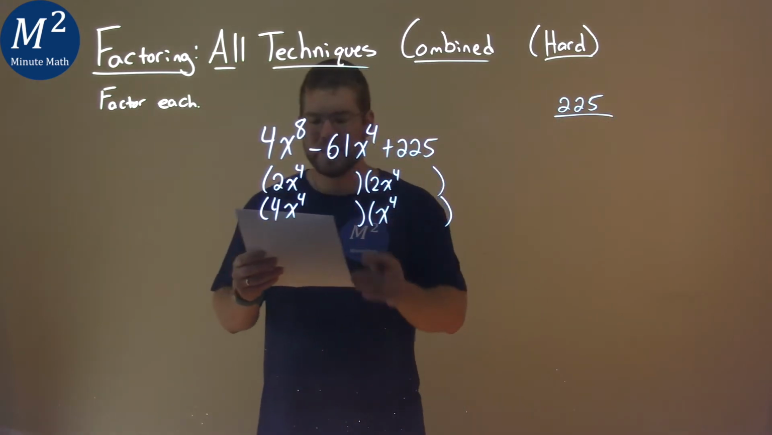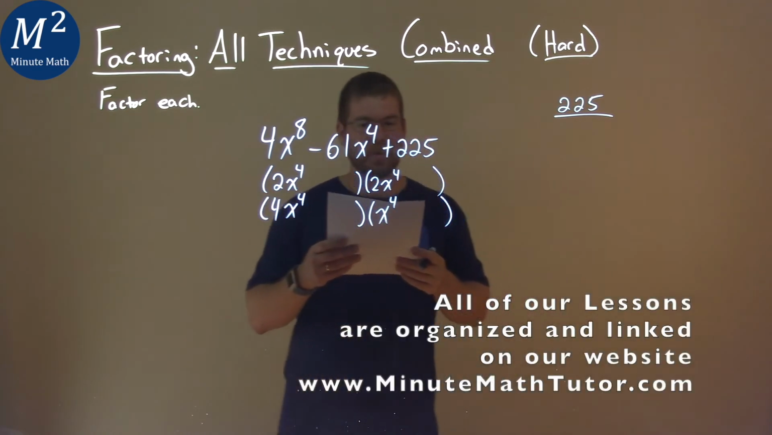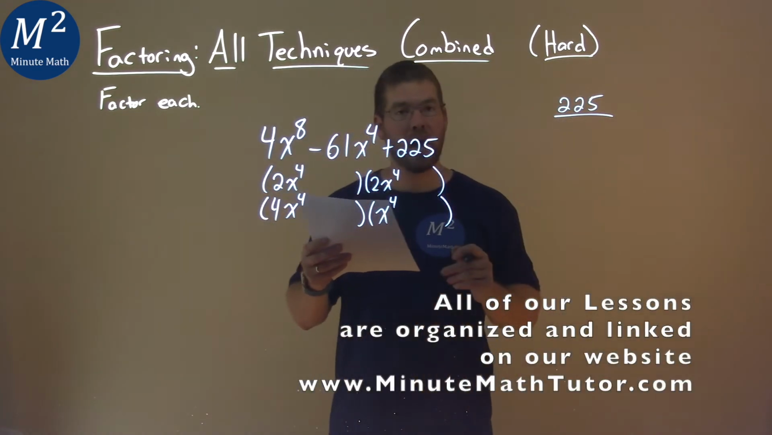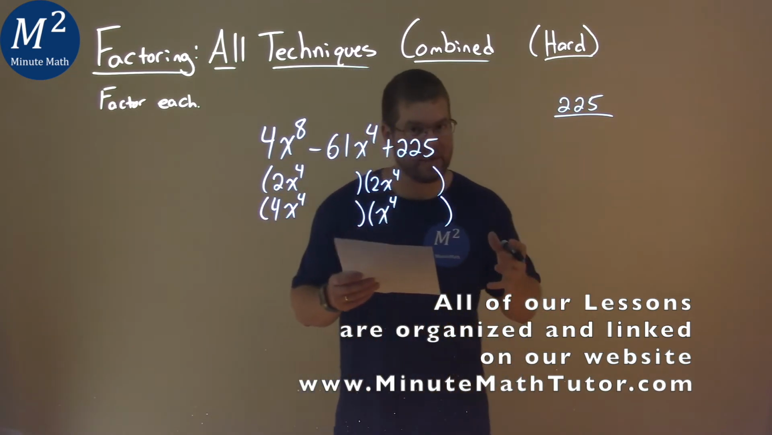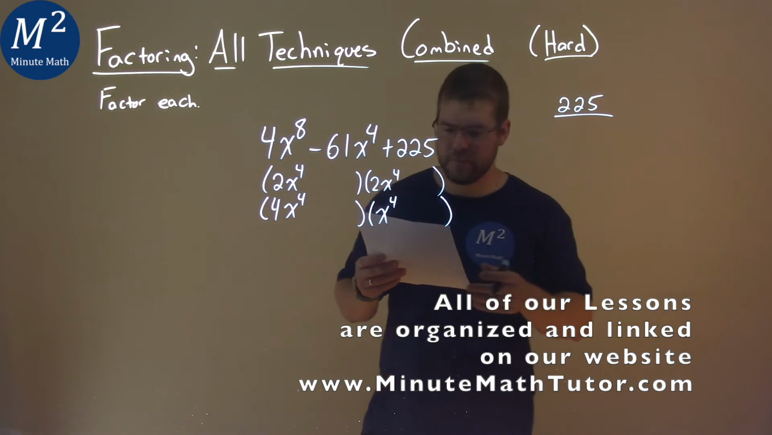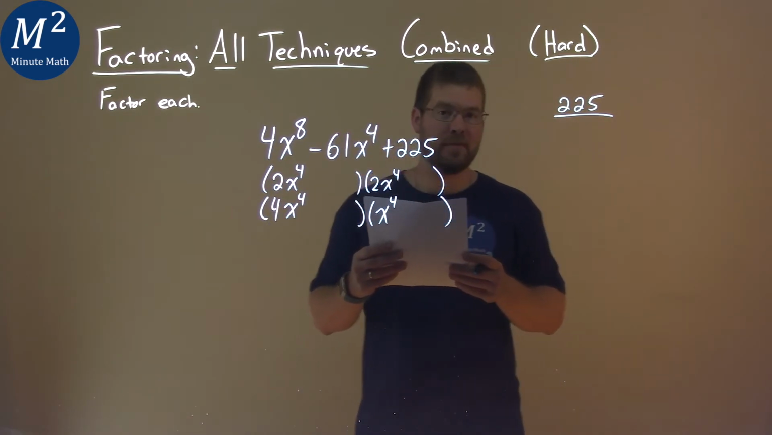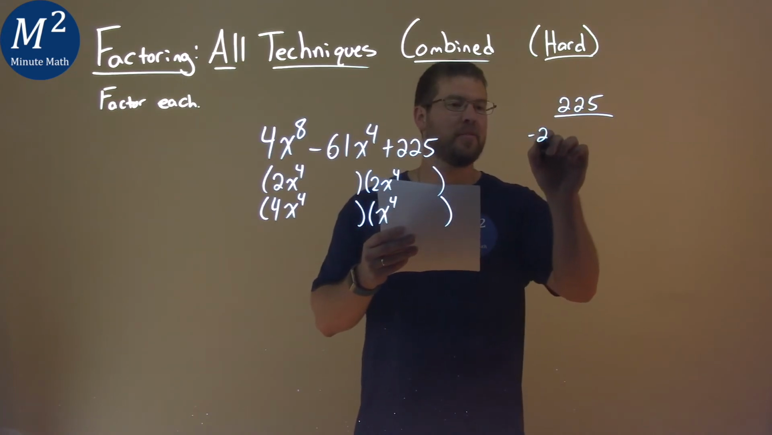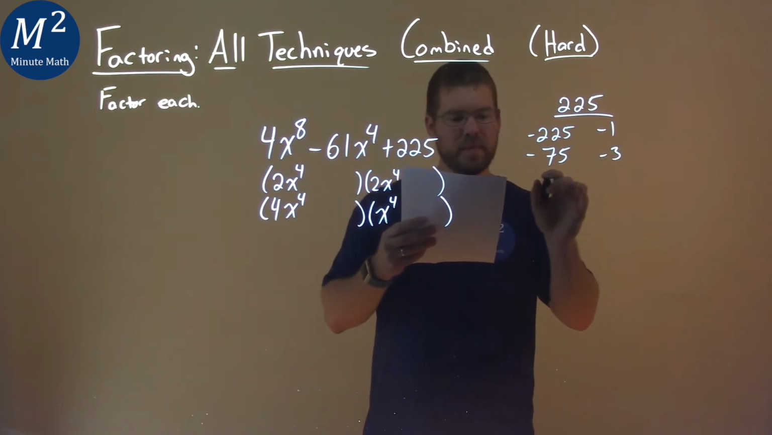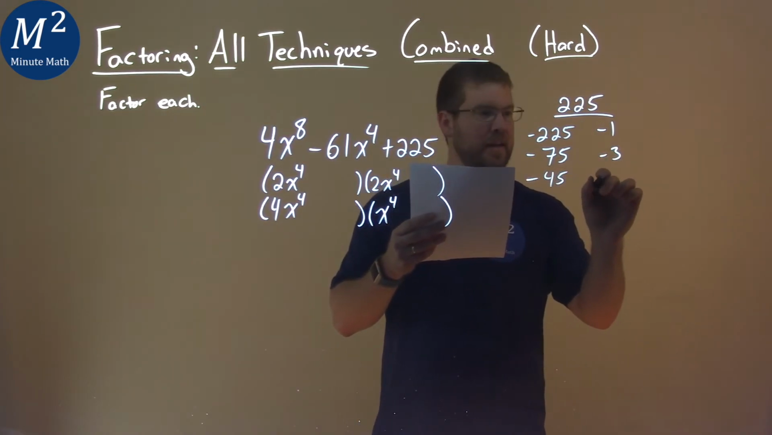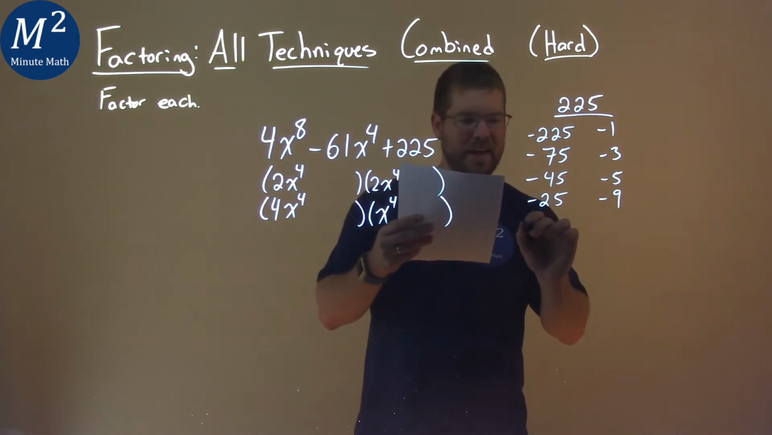And our b value is negative here. Okay, since our b value is negative, and 225, c value is positive, that means the two numbers that multiply to 225 have to be negative. Two negatives multiply, make a positive. So now we're going to go through all the numbers that multiply together to be 225. Negative 225 and negative 1, negative 75 and negative 3, negative 45 and negative 5, negative 25 and negative 9, and negative 15 and negative 15.